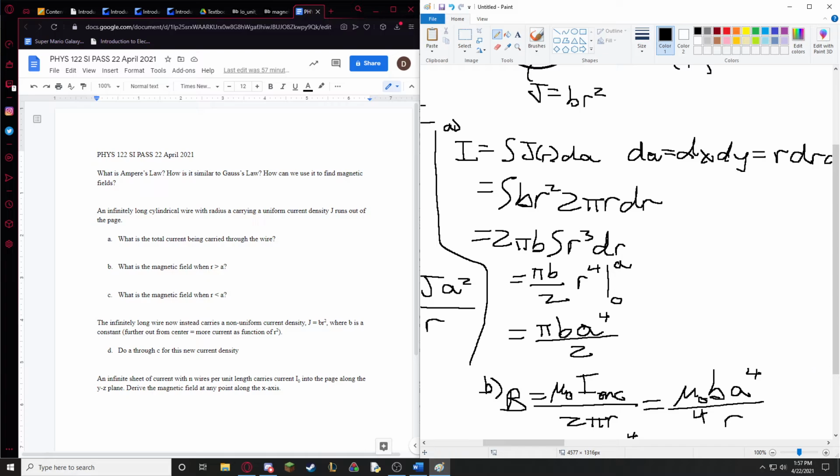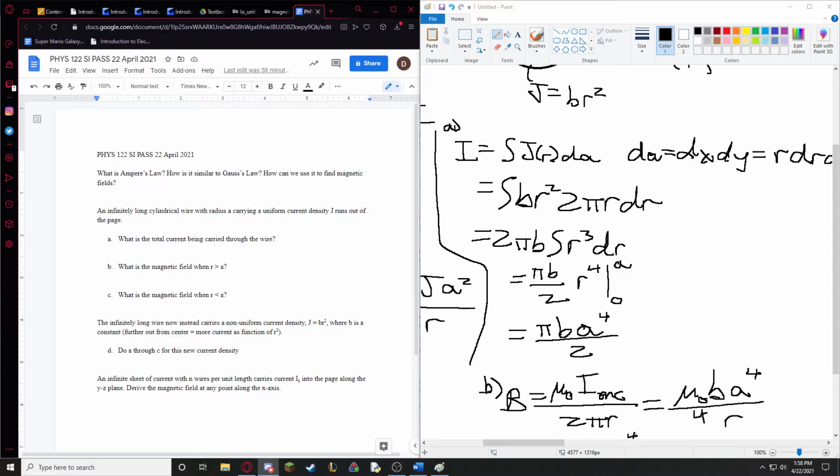You would then plug in J, that's defined as like B r squared, and dA would be... well, the derivative of dA would be 2 pi r dr. Yep, exactly.